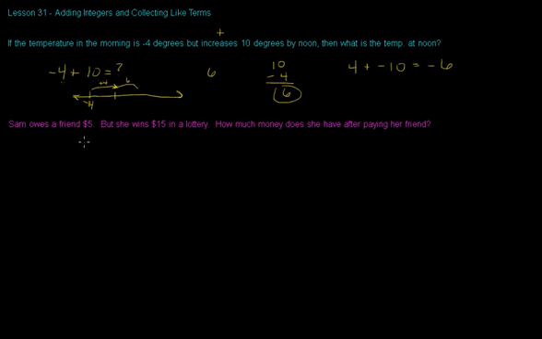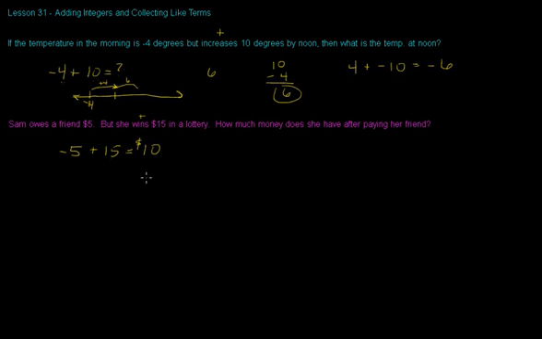All right, so Sam owes a friend $5. That means that she has -$5. But she wins, which is adding 15. How much money does she have after paying her friend? Same thing. Which one's bigger, the positive or negative one? The positive, so we're going to leave it positive. How much bigger is 15 than 5? 10. So she has $10 left over.